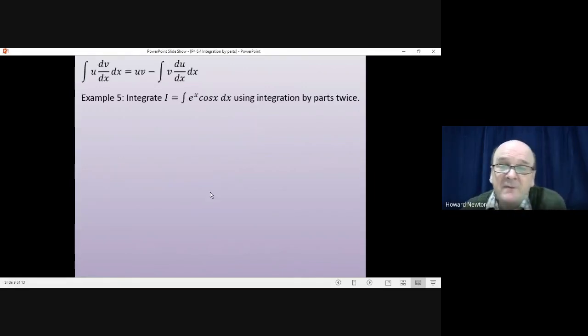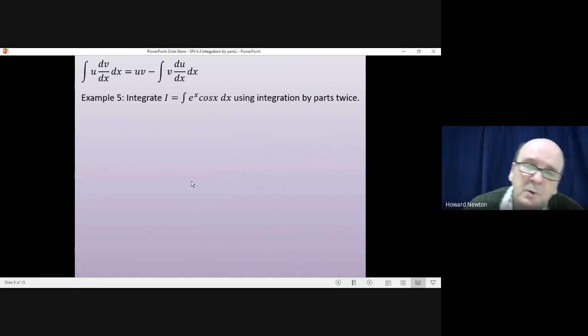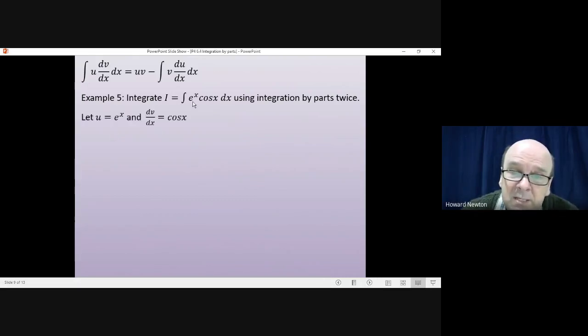Okay, example 5. This is very similar to the last example, but there's an additional problem, which is that neither term simplifies when you differentiate it. However, there is a little trick that we're able to use that means we can still use integration by parts twice and get to the answer. Now we'll begin by letting u equal e to the x and dv by dx equal cos x.